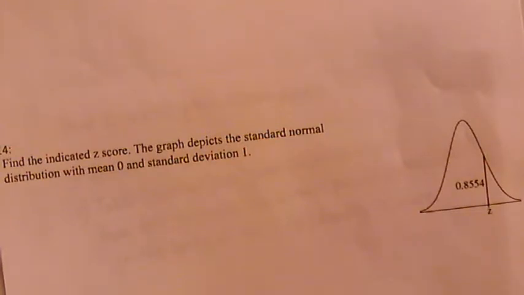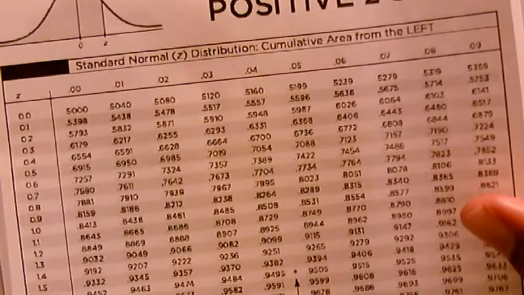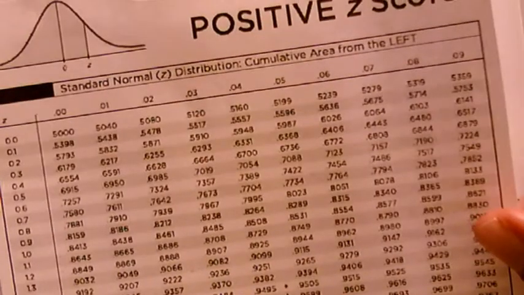And the graph depicts a standard normal distribution with a mean of 0 and a standard deviation of 1. Okay, so in this case here, we're given the area to the left already, which is 0.8554. That's the area to the left. And it is a number that's bigger than 0.5, so we look under positive z-scores. And how did I know that I had to look under positive z-scores? Well, that decimal value is bigger than 1/2. If it was less than 1/2, then you had to use negative z-scores. That's a hint that you can use there.